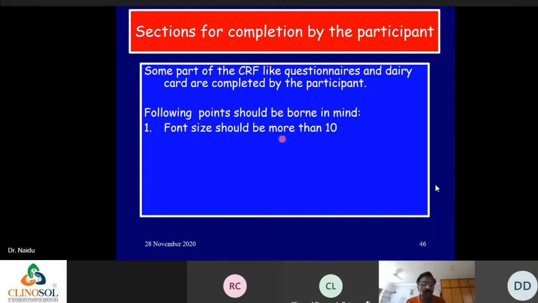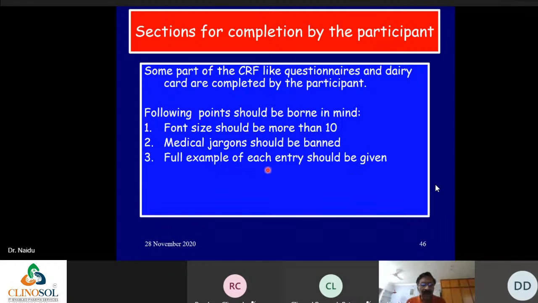The font size should be more than 10, very clearly visible to the participant. Medical jargon should be avoided. Don't use medical words which the participant, who may be a layman, cannot read properly. Use simple layman language. A full example of each entry should be given. You prepare one example and put it there: this is the example, and as per this example, kindly enter it.